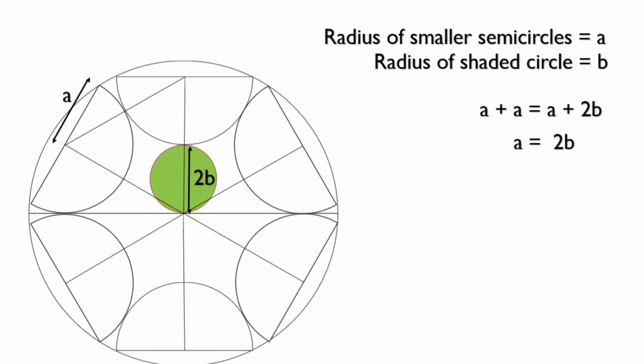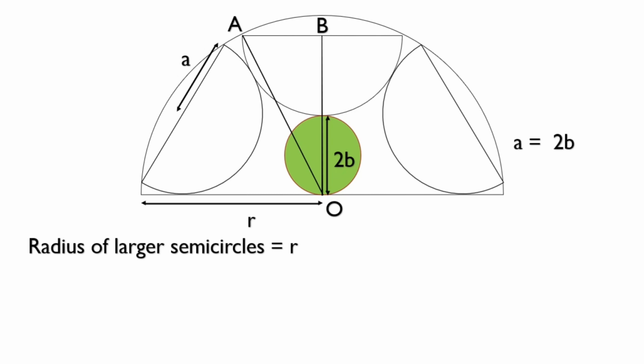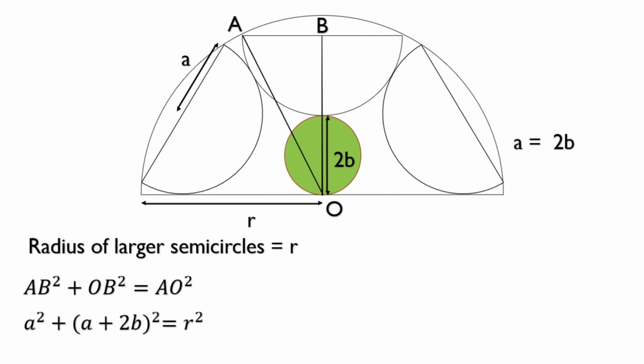Now let us suppose that the radius of the larger semicircle is equal to r. Join OAB to form a right angle triangle and apply Pythagoras theorem in it. We get AB square plus OB square is equal to AO square. Here AB is the radius of the smaller semicircle and OB is a plus 2b. Now substitute 2b in place of a. We get (2b) square plus (2b plus 2b) whole square is equal to r square, and 20b square is equal to r square.